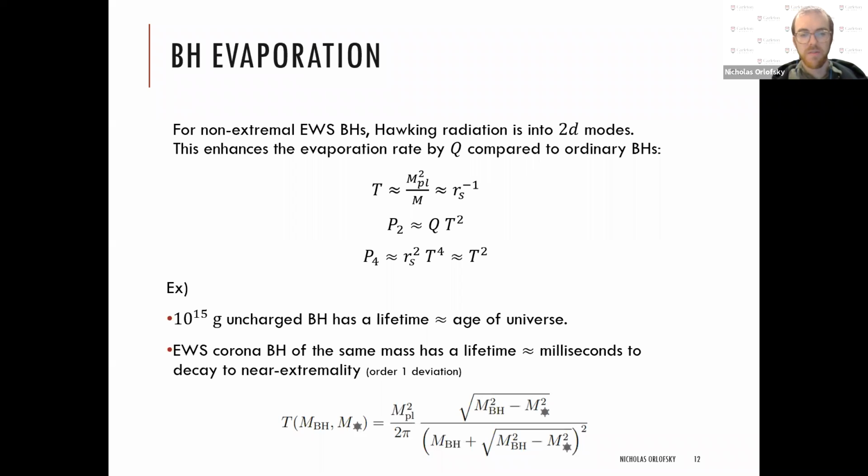And then, of course, finally, once you get near to extremal, so for the mass compared to the extremal mass, which is related to the charge, the temperature is suppressed by the difference here, and the black hole becomes approximately stable once it reaches this near extremal. Of course, it doesn't ever go exactly to extremal; it approaches it asymptotically.